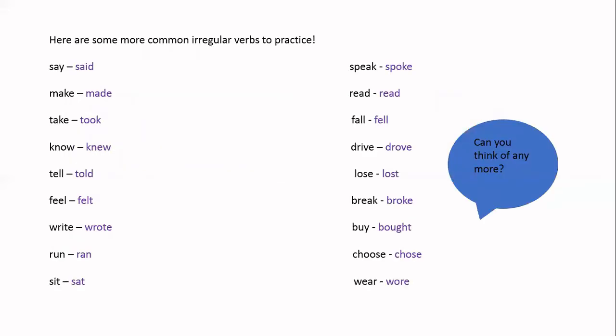Okay, so here are some more common irregular verbs. And as I said before, we just need to practice these and try to remember them. Okay, so say in the past tense, said. Make in the past tense, made. Take, took, know, knew, tell, told, feel, felt, write, wrote, run, ran, sit, sat, speak, spoke, read, read.